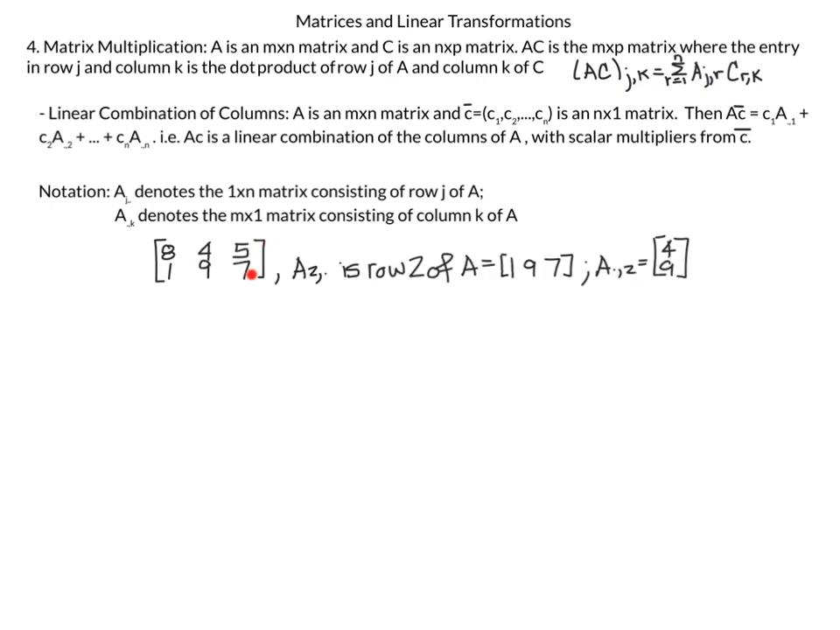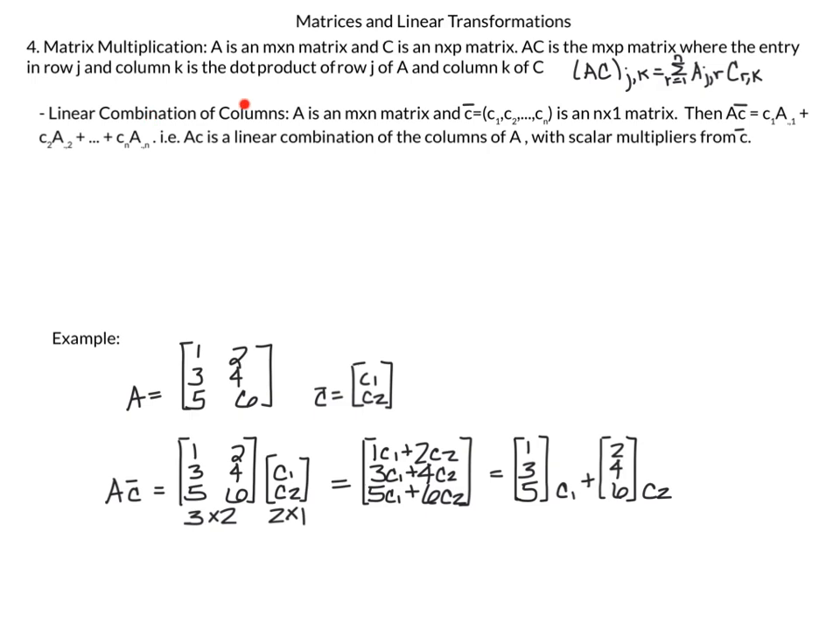Here's an example of this notation using this matrix with columns 8, 1, 4 and 9, 5, 7. For A2 dot, the row is 2 and the column varies, across columns 1, 2, and 3. So that's row 2 of A, which is 1, 9, 7. For A dot 2, the row varies and the column is held fixed at 2, so the row goes from row 1 to 2. That's this column vector here, 4, 9.